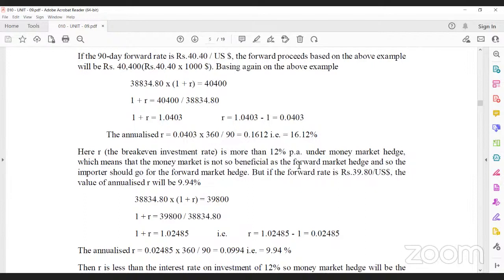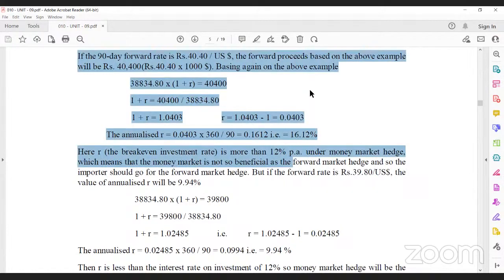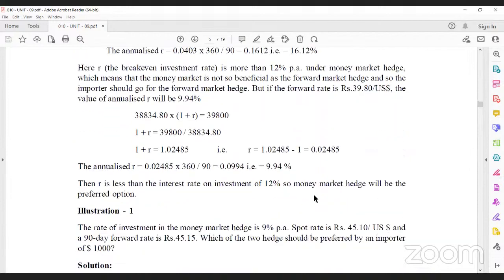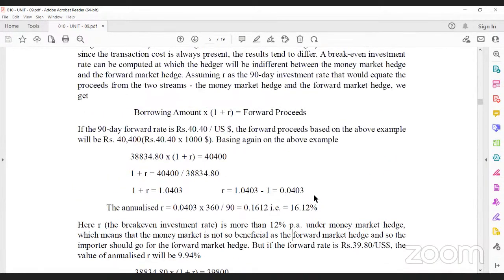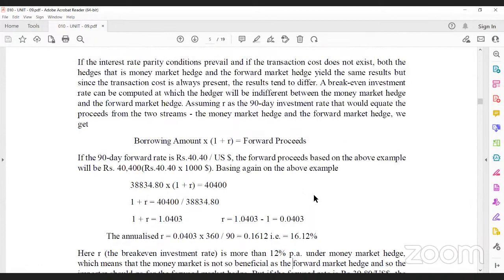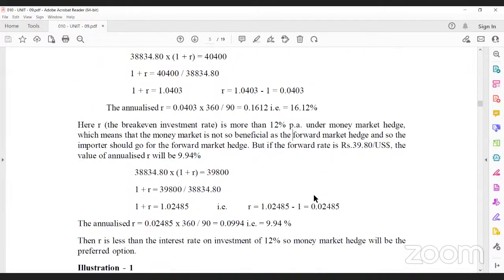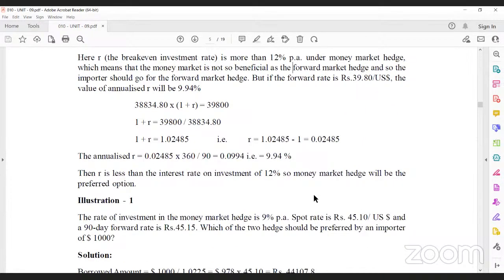Here the importer should go for the forward market hedge. But if the forward rate is 39.80 rupees per US dollar, then the value of R will be 9.94%. And here you can see it is less than the interest rate, which is 12%. Money market hedge will be preferred as compared to forward market hedge because the rate of interest is less in the money market.